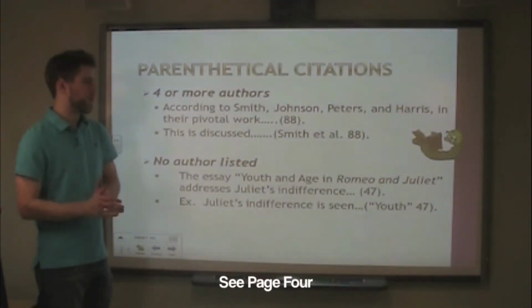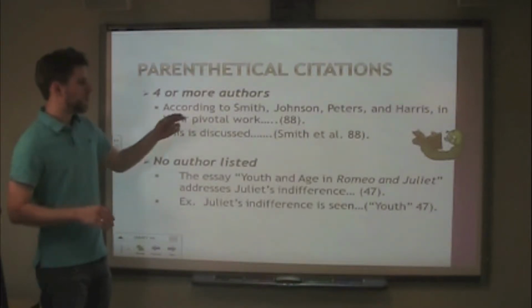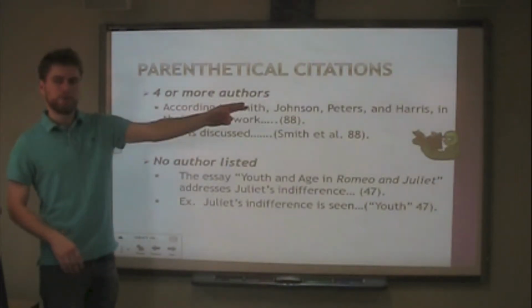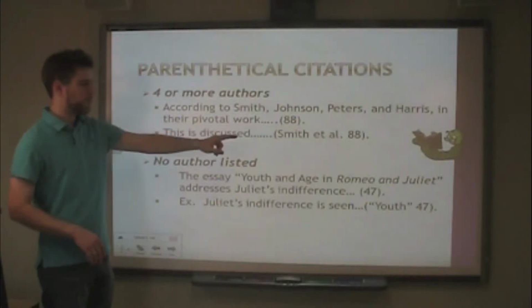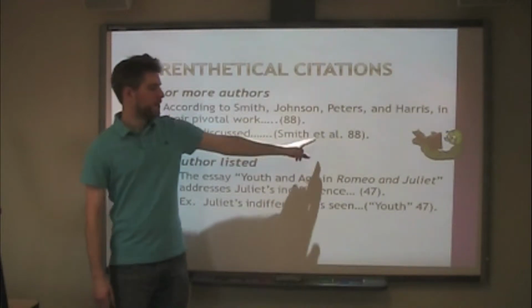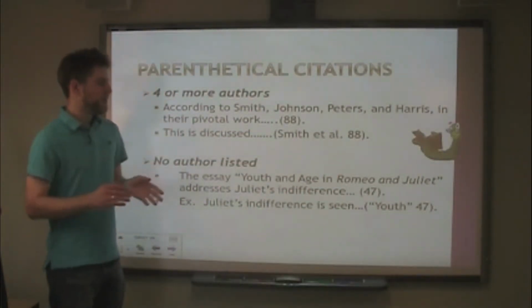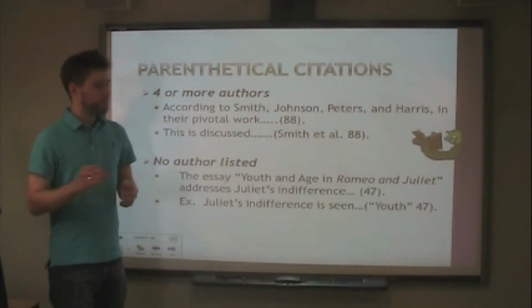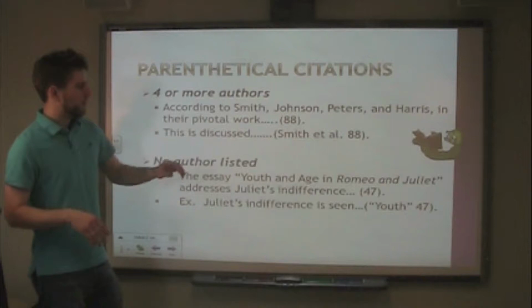Four or more authors, again, this is getting a little bit more specific. You can do the same thing. You can list all of them. Smith, Johnson, Peters, and Harris, and then you have your page number. Or you can do this thing, you have Smith et al. is what it's called. You do Smith space, et space, al, period, space, and then a page number.